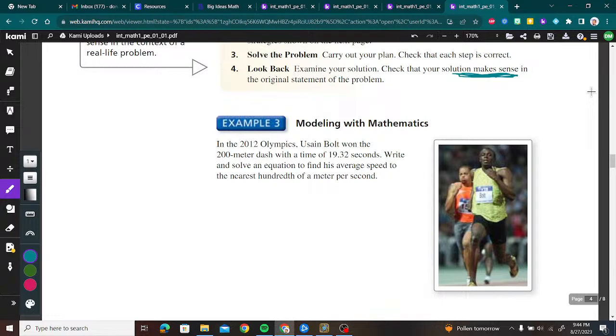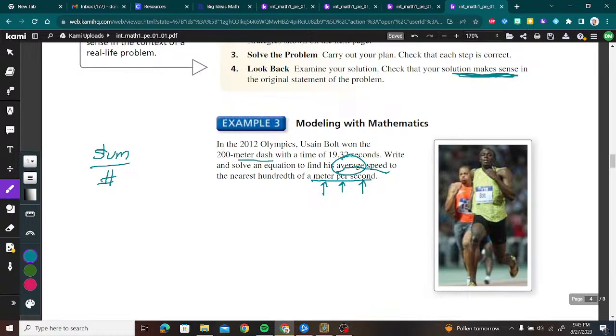Write and solve an equation to find his average speed to the nearest hundredth of a meter per second. So you want an average speed, to the nearest hundredth per second. So this is a little unit analysis. Meters per second tells us what to do. If you think about it, average means that we're going to typically find some sort of sum and divide it by some sort of number.